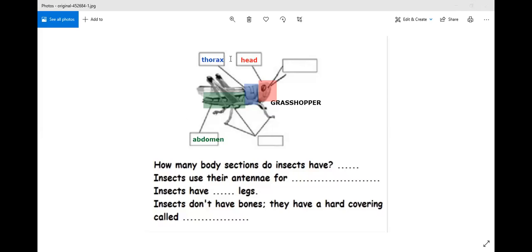Noor, we're talking about these. What are these? In orange, connected to the thorax. What are these?